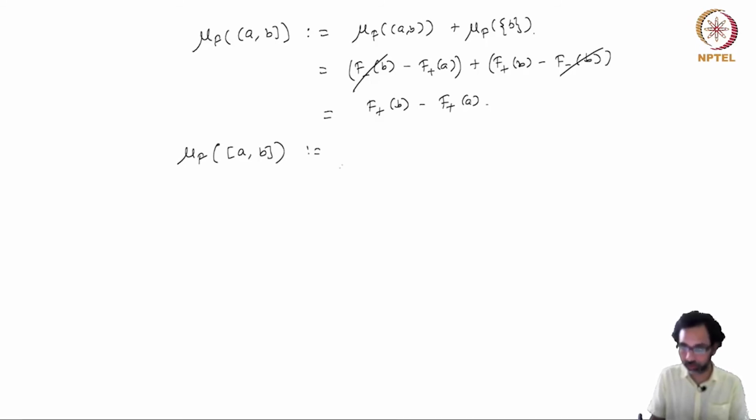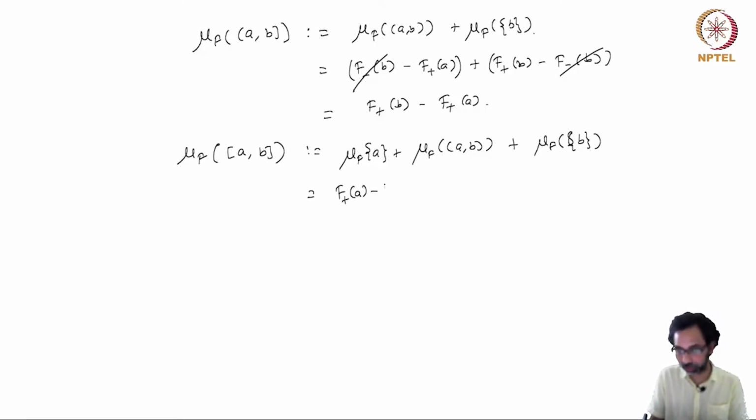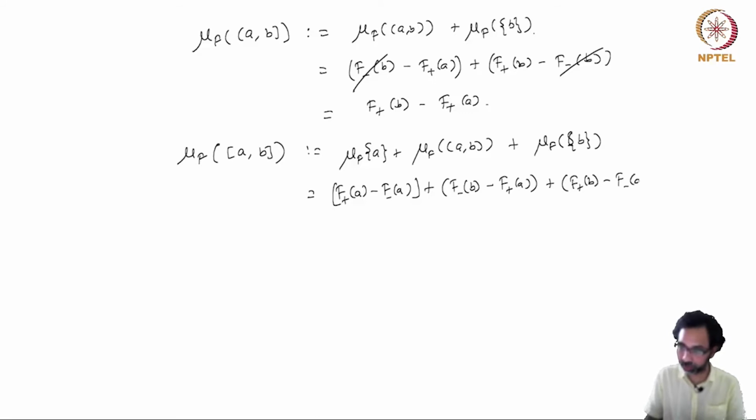So I will just write down one more case, which is when both endpoints are closed. So this is again mu f of {a} plus mu f of the open interval (a, b) plus mu f of the singleton set {b}. So this is f plus a minus f minus a plus f minus b minus f plus a plus f plus b minus f minus b.